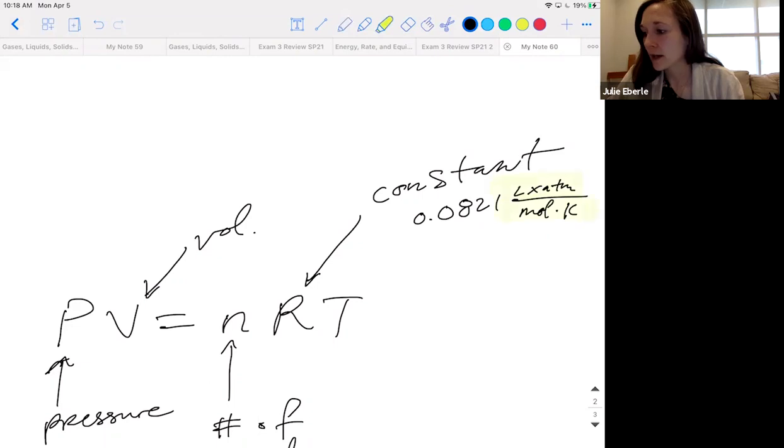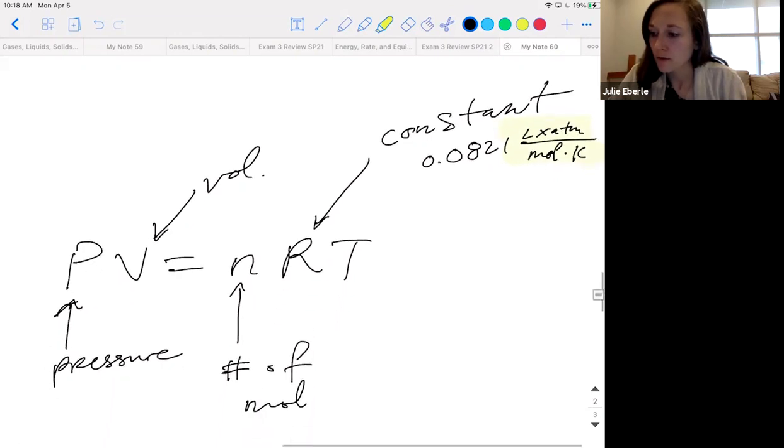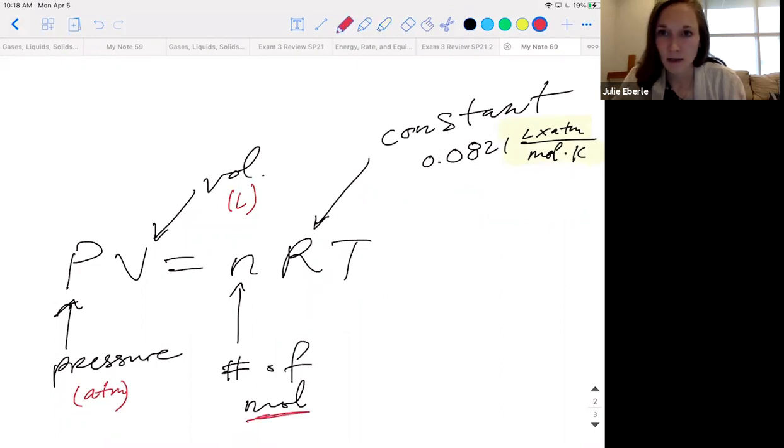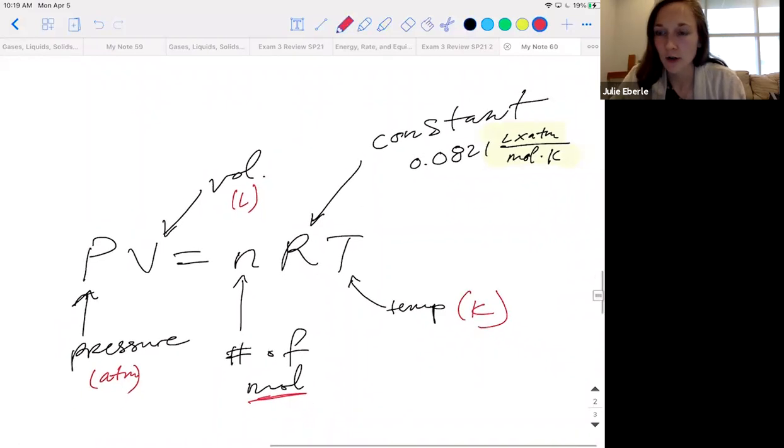And these units, I'm going to highlight them. They're critical. They tell you the kinds of units you need to have on all the other terms. So your pressure, because you got ATM in the gas constant, this better be in ATM when you plug it in. The volume better be in liters. Number of moles, obviously not grams. You can't plug in grams, you got to plug in moles. And then your temperature, the last thing we haven't labeled, has got to be in Kelvin per usual, because everything needs to match R.